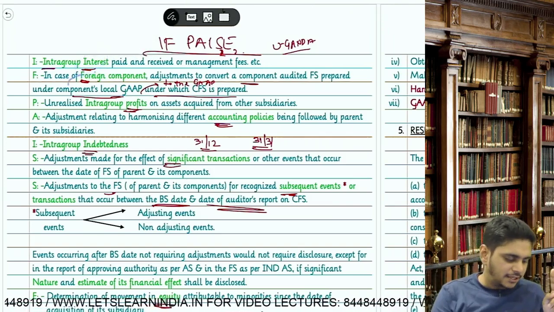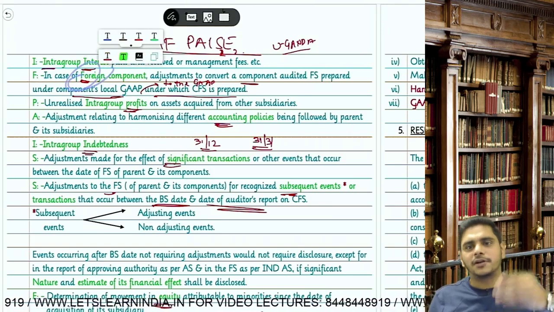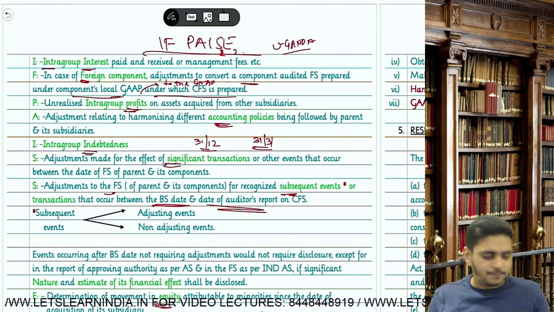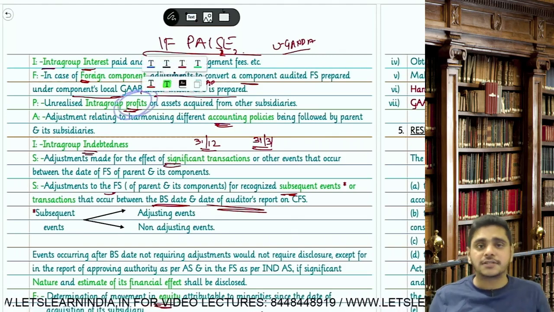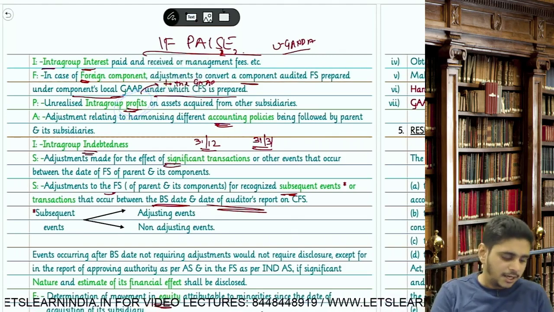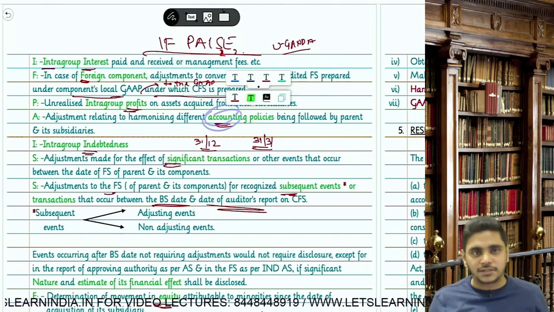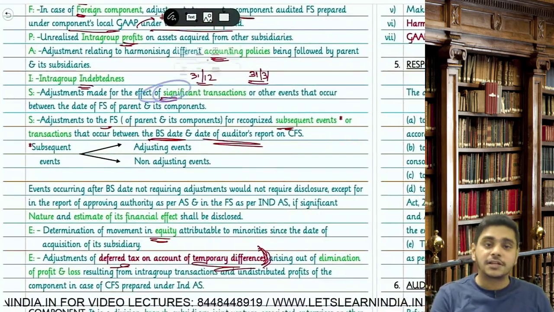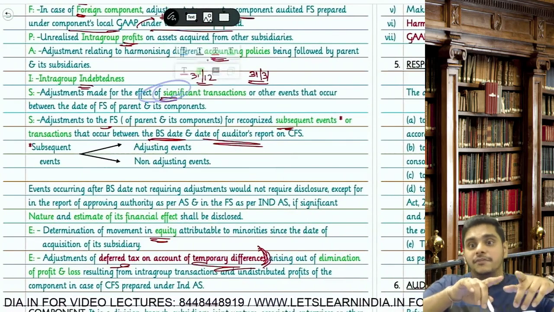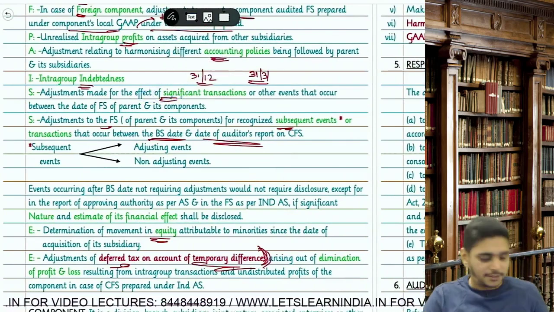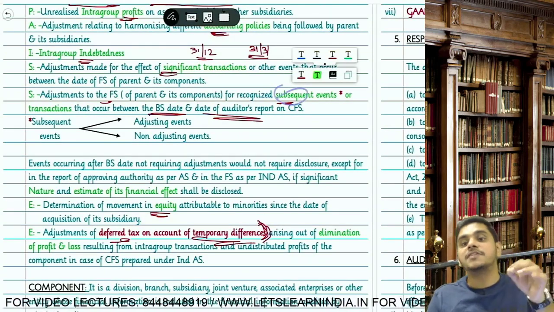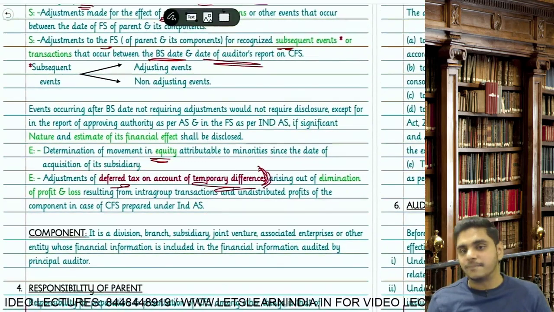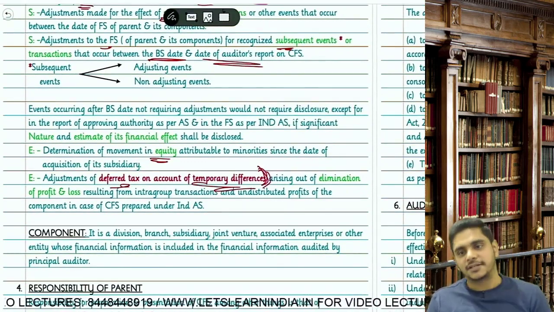F: in case of foreign components, adjustments to convert local GAAP to the GAAP under which CFS is prepared. P: intergroup profits on assets acquired from subsidiaries. A: adjustment for harmonizing accounting policy. I: intragroup indebtedness. S: adjustment for significant transaction, like 31st December, between the date of FS of component and parent. One more S: adjustment for subsequent event. E: equity attributable to minority or NCI. One more point, adjustment for deferred tax.